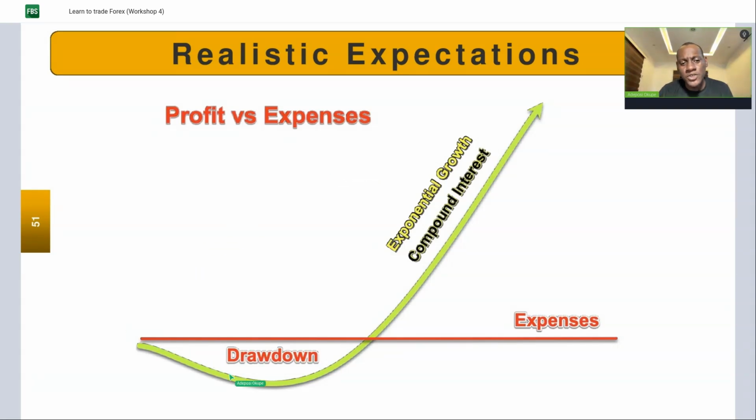Always understand there's going to be a drawdown at the beginning. And this drawdown, when you are learning, you are going to accumulate a little bit of drawdown. When you are paying for mentorship, I look at that as drawdown. It's not a loss. It's an investment. It's operating capital.